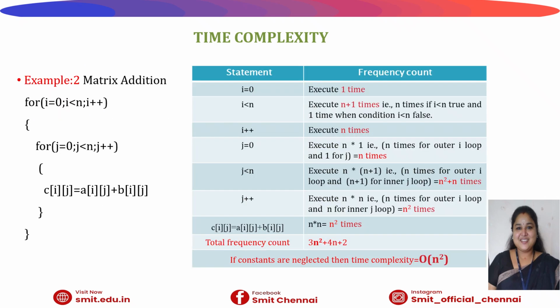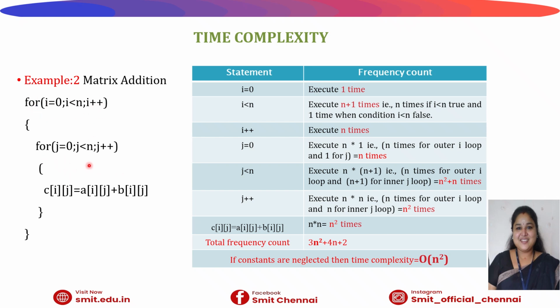Next, another example of time complexity is matrix addition. We are going to have two for loops: for i = 0, i < n, i++, and j = 0, j < n, j++, and this is the instruction statement. As we discussed in the previous example, i = 0 runs for 1 time, i < n runs for n plus 1 times, and i++ runs for n times. When you go inside the inner loop, this will run along with this outer loop.